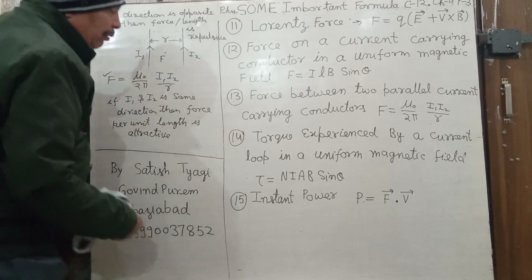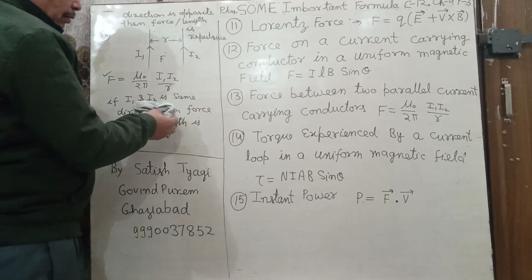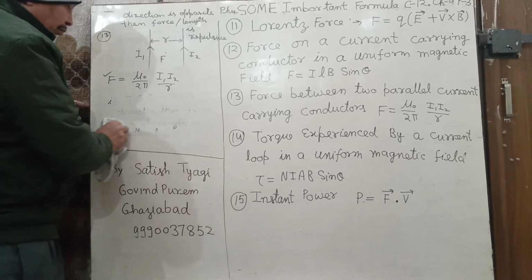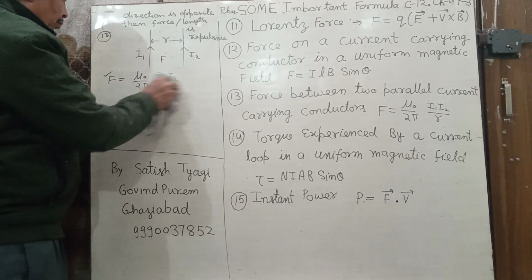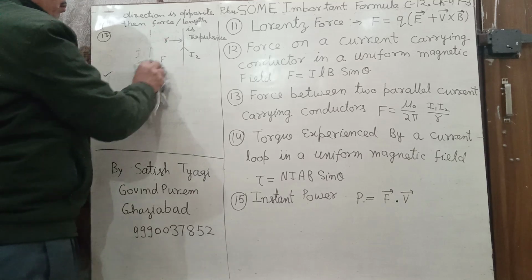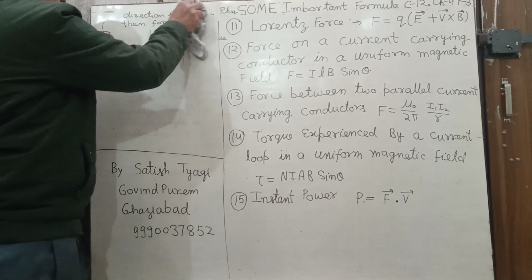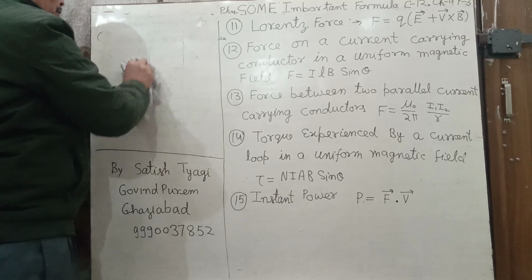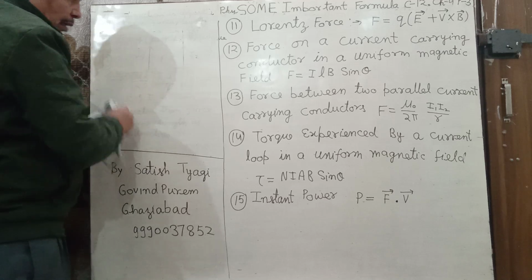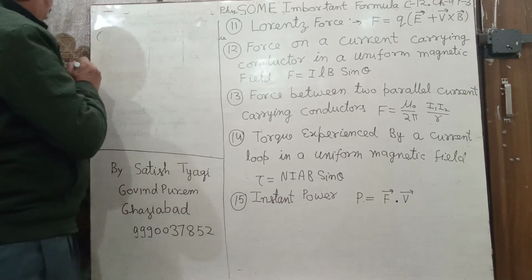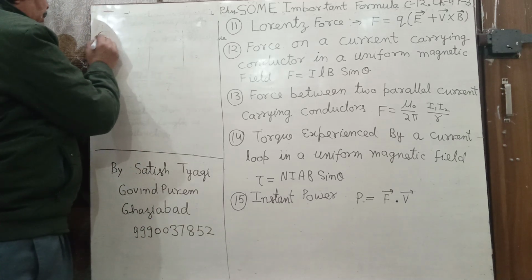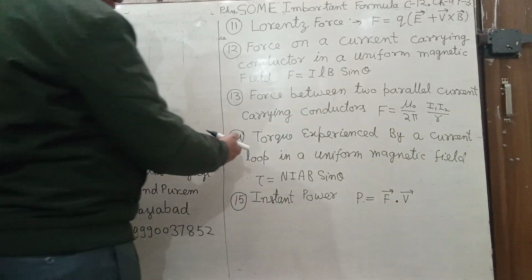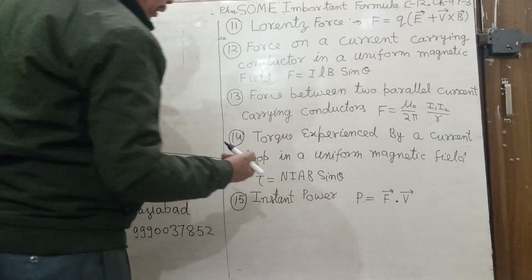Now I am telling you formula number 14. Formula number 14 is the torque experienced by a current loop in a uniform magnetic field.